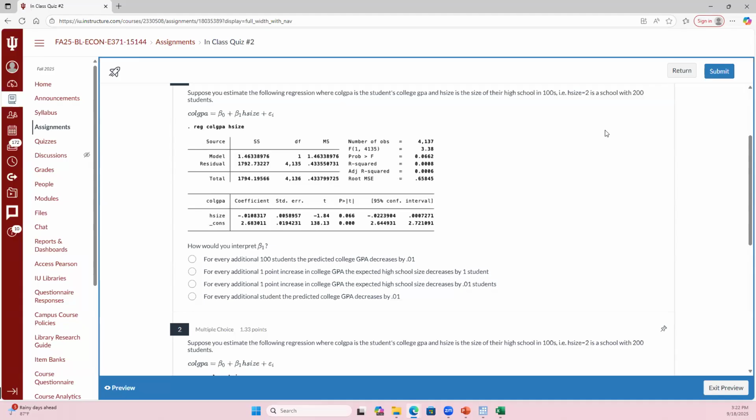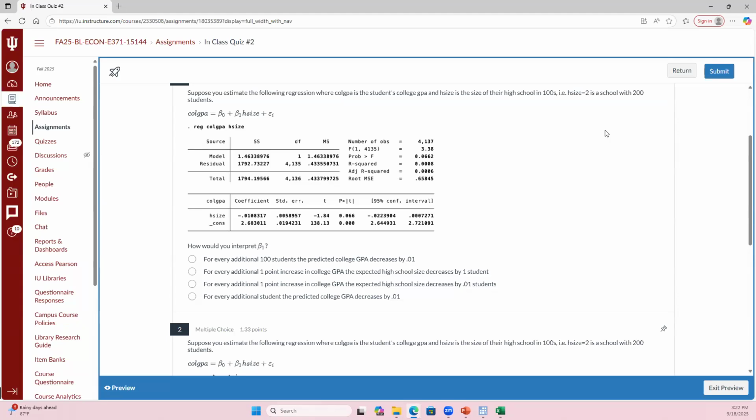So looking at this, how would I interpret it? And I'm telling you here, the high school size variable is in hundreds. Okay? So a school of 200 students in every grade level would be a value of 2. So how would I interpret my slope coefficient here, beta 1, on high school size? For every 1 unit change in high school size, so what would a 1 unit change be? For every additional 100 students, the predicted college GPA would do what? Go down by about 0.01. So for every additional 100 students, my predicted GPA is going to decrease by about 0.01.